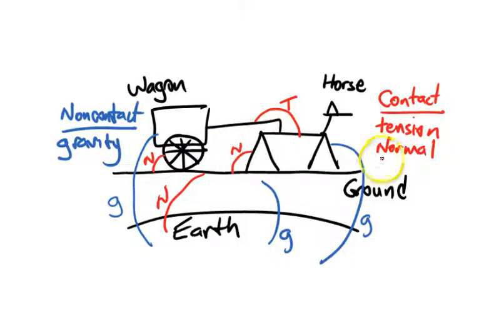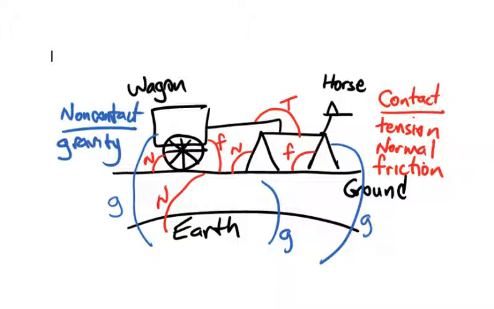And the last one, friction. That's the force that prevents or resists two objects from sliding past each other. Again, between the horse and the ground, we'll have a frictional force. And probably between the wagon and the ground, we'll end up having a frictional force as well.